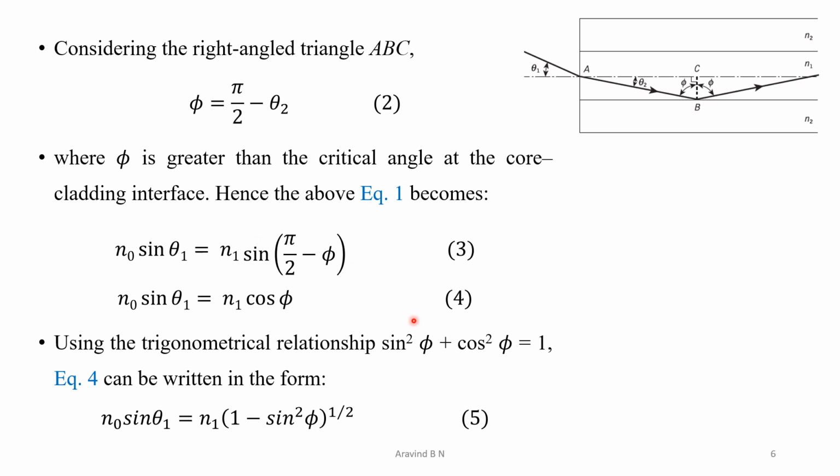Now we have a relationship in trigonometry, that is sin squared phi plus cos squared phi is equal to 1. Now we have the term cos phi, so identify the relation for cos phi using this representation. By that we get n0 sin theta 1, left hand side as it is, equal to n1 times 1 minus sin squared phi, whole to the power of half. Call this equation 5.